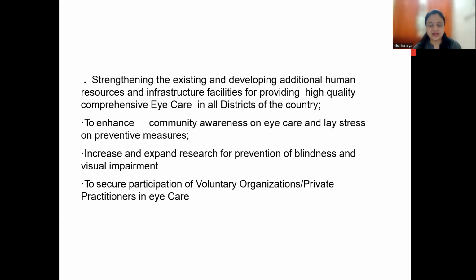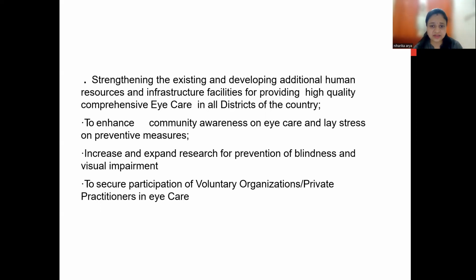Strengthening the existing and developing additional human resources and infrastructure facilities for providing high quality comprehensive eye care in all districts of the country. Then to enhance the community awareness on eye care and lay stress on preventive measures. Increase and expand research for prevention of blindness and visual impairment, and to secure participation of the voluntary organizations or private practitioners in eye care.